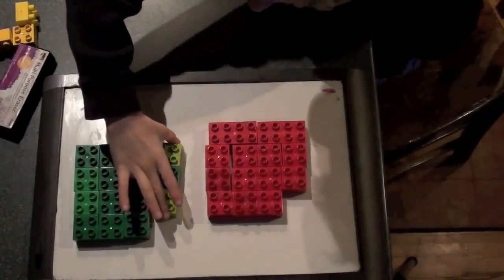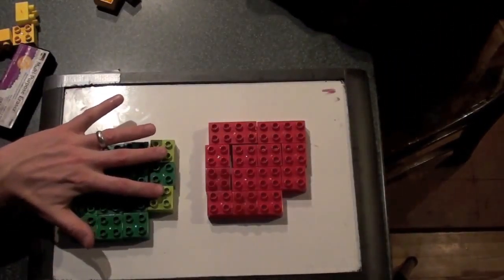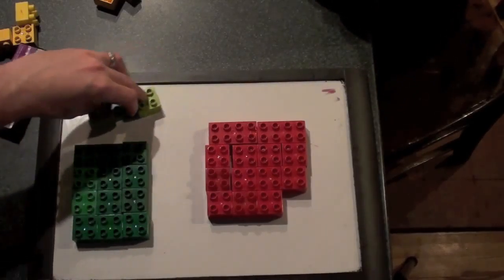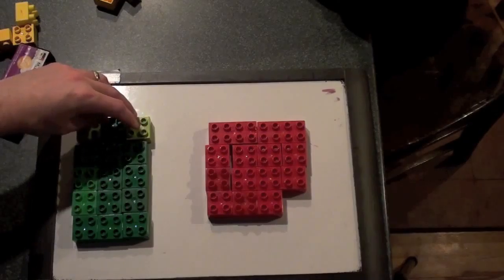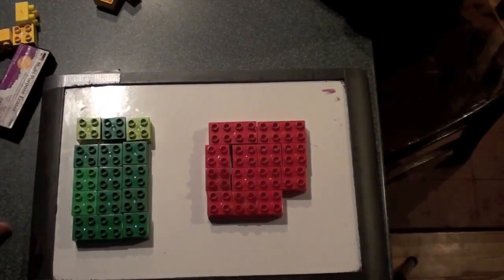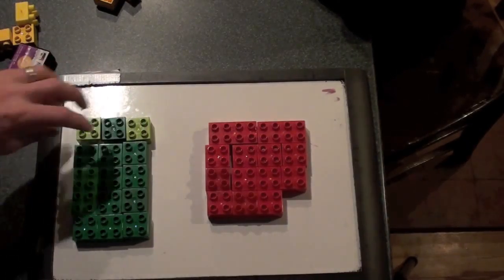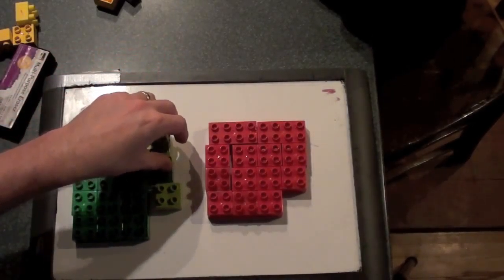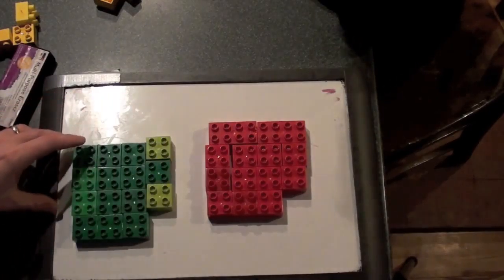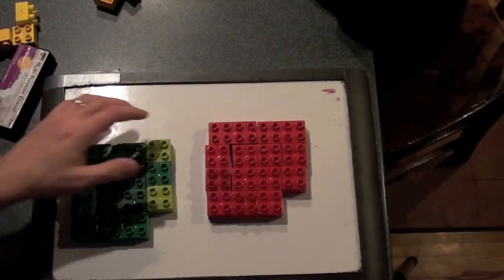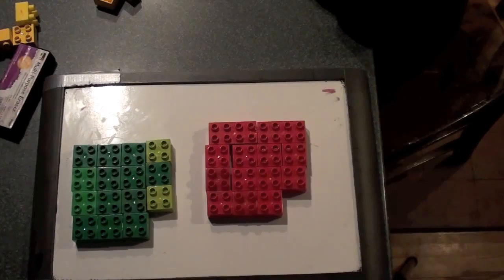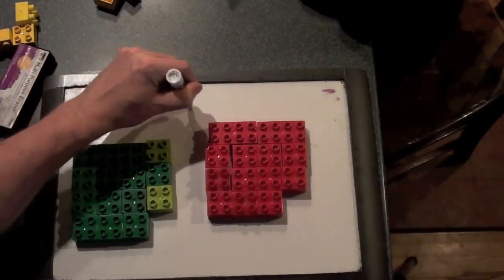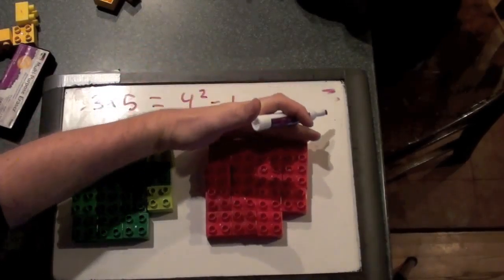You can do that. Aha! How interesting. We just take one row at the top or at the bottom, depending on which way you're looking at it. But does it matter if it's the top or the bottom? No. And you just slide it over and make it vertical instead of horizontal. And look at that, you have exactly the same shape. And this tells us, in this case, that 3 times 5 is 4 squared minus 1.